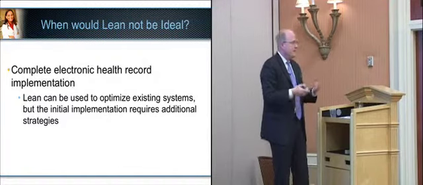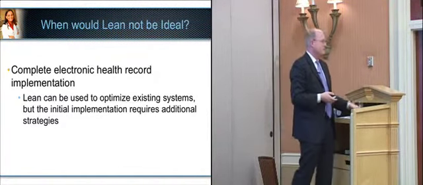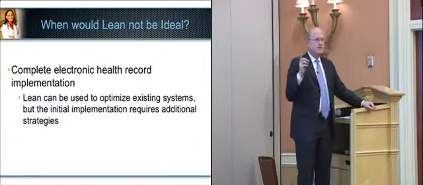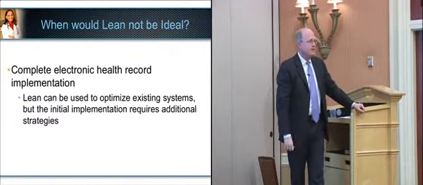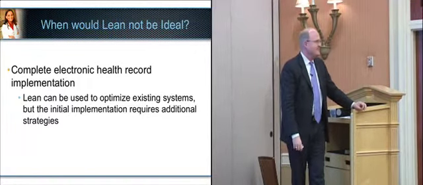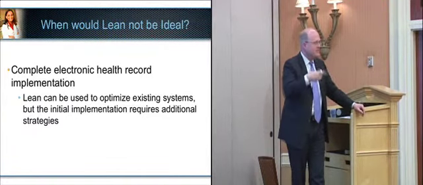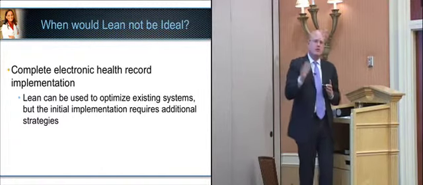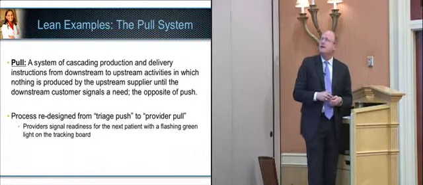Lean is not a complete electronic health record implementation. All right? The same person from the Toyota Corporation who had that quote said, to begin process improvement, we must first have a process. All right? So you have to have a process in order to have this cycle of continuously improving it. So it's not necessarily the best approach for organization-wide implementation.